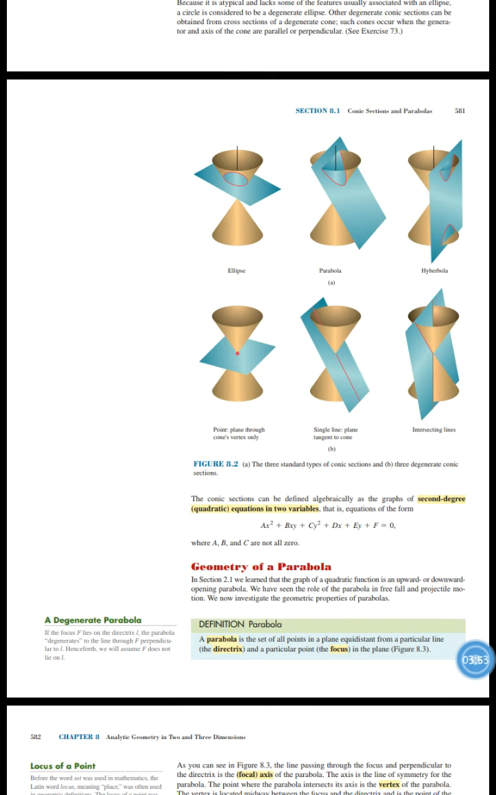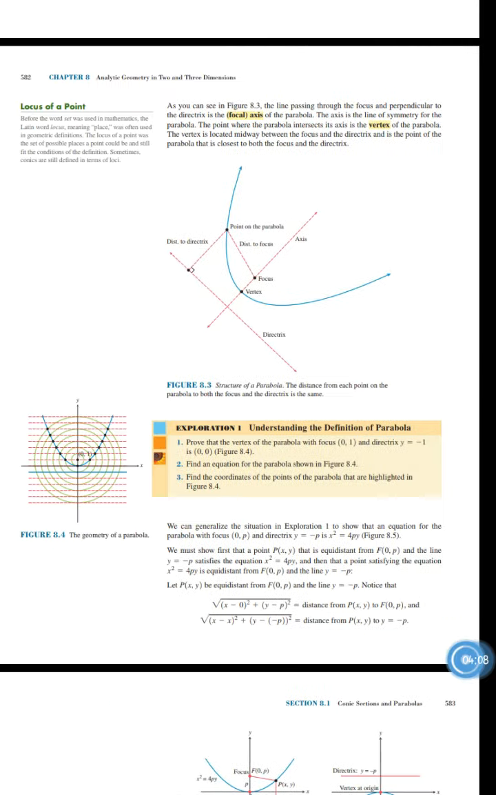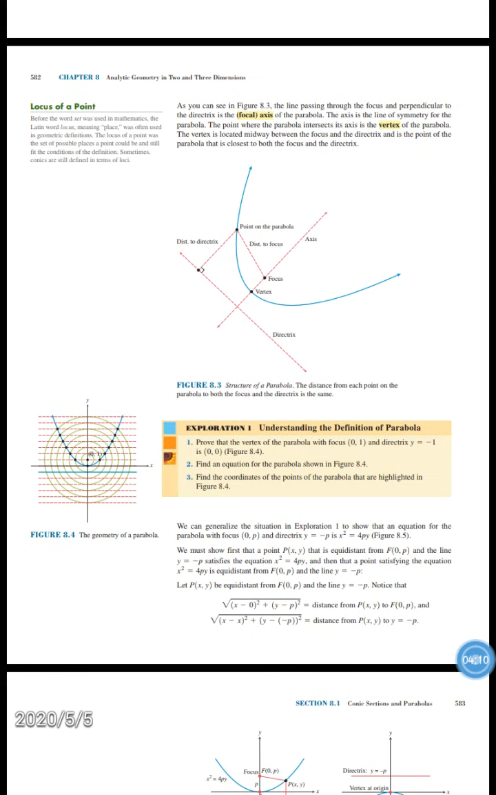Okay, so now we're going to talk about the parabola first, all the way at the bottom in the definition section. A parabola is the set of all points in a plane equidistant from a particular line, which we call the directrix, and a particular point in the plane, which we call the focus. Please look at the picture of 8.3 right here. Then we can see the parabola.